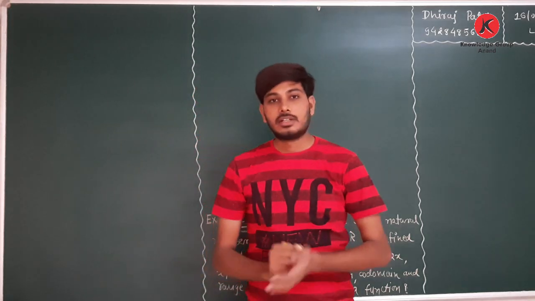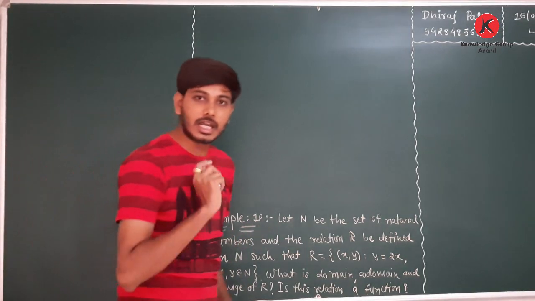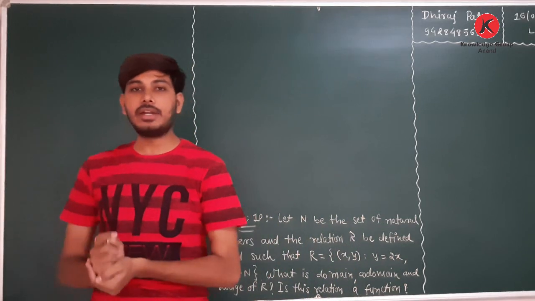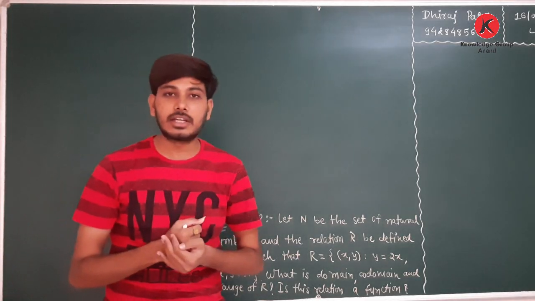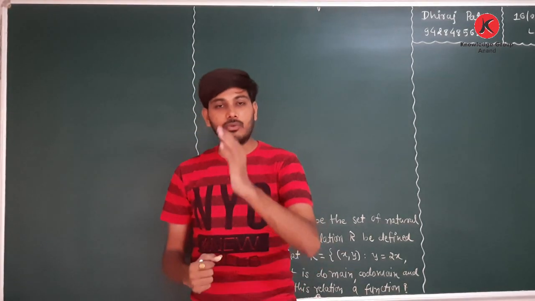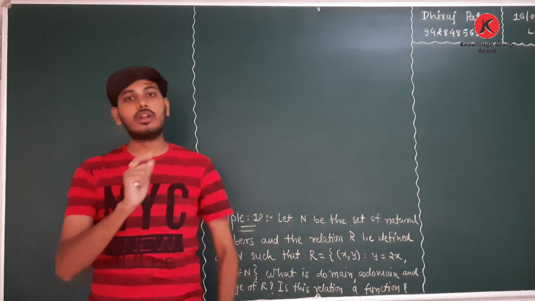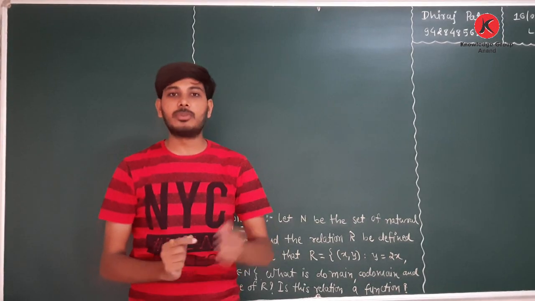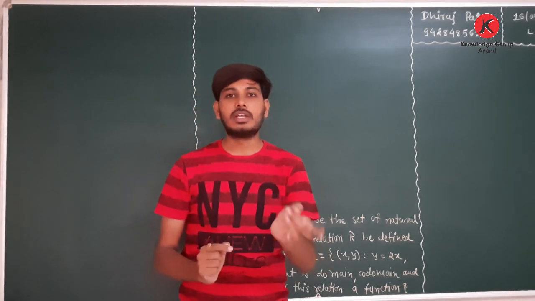We have learned that a function is a special type of relation in which all the elements of set A are connected with one and only one element of set B. Then the given relation from A to B is called a function from A to B.